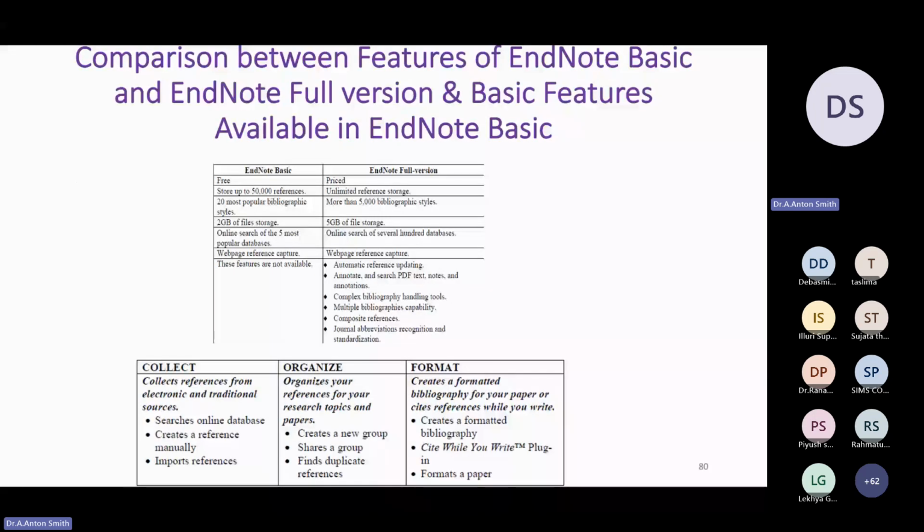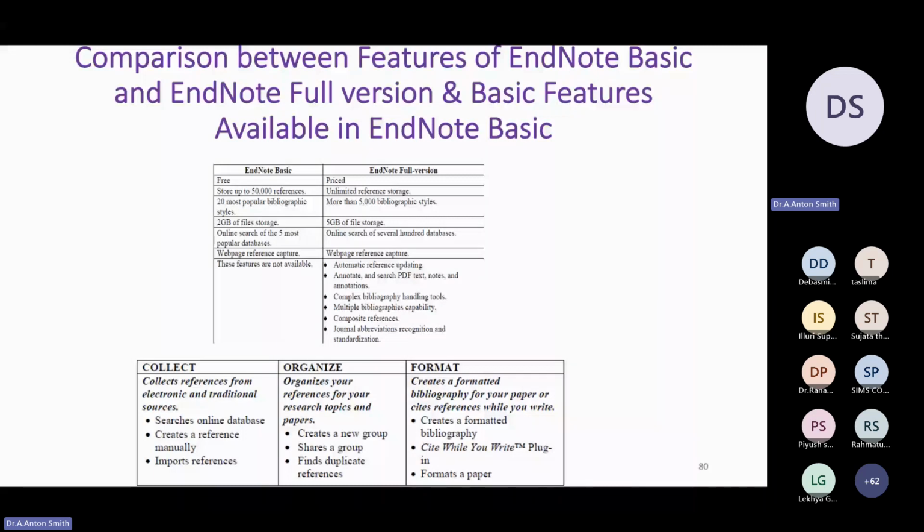Now a comparison between EndNote Basic and the full version. Only up to 50,000 references can be used in Basic. 20 most popular bibliographic styles are available, 2 GB file storage, and online search for only the 5 most popular databases, and web page references can be captured. The full version has a price, which should be paid, but it offers unlimited reference storage, whereas here it is restricted to 50,000 references. But in our case, we may not have more than 50,000 resources, so EndNote Basic itself is sufficient for us.